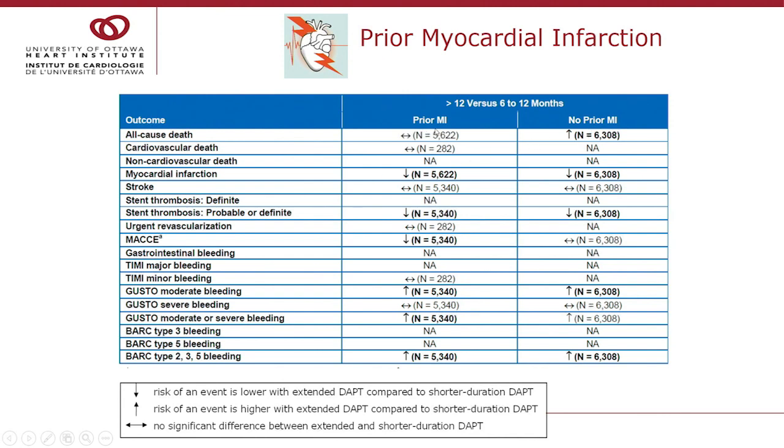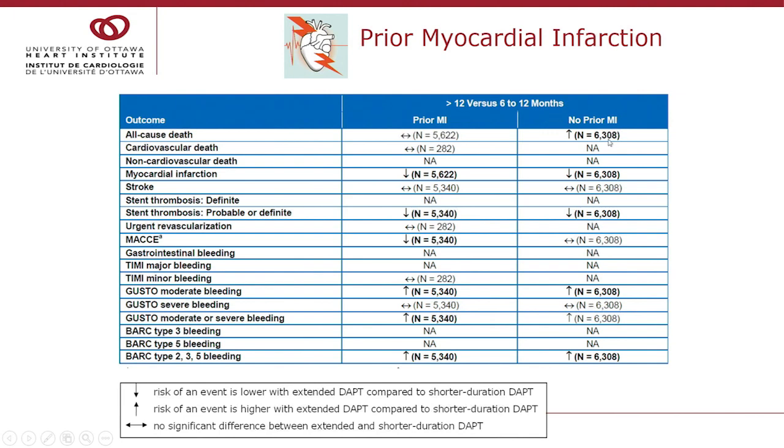Okay, so for those who had a prior MI, what did we find? We found a decrease in MI. We found a decrease in probable or definite thrombosis, and a decrease in MACE if you use the extended DAPT. We found the corresponding, though, an increase in bleeding, as again is given by the GUSTO moderate, as well as given by BARC.